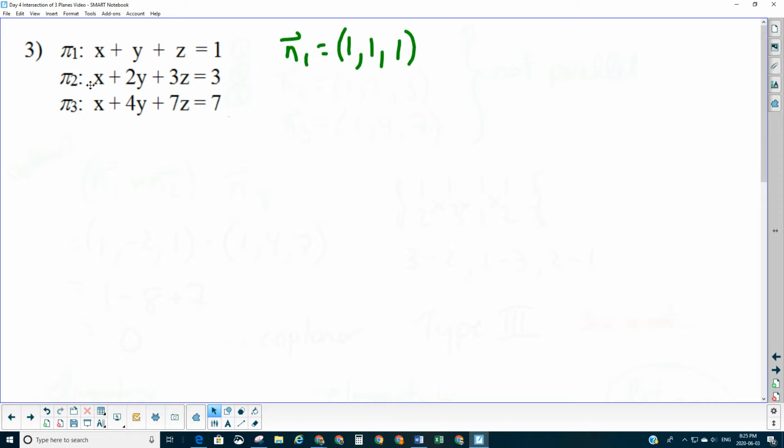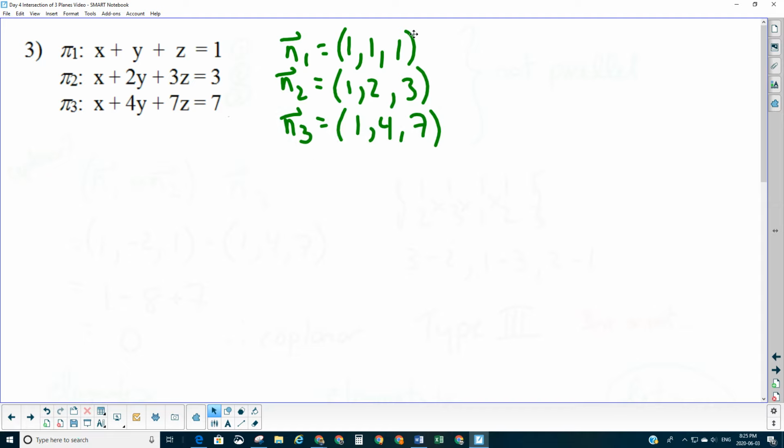You can see that from the coefficients. N2 is 1, 2, negative 3. Or sorry, 1, 2, 3. And N3 is 1, 4, 7. Pretty quickly, we can see that none of them are the same or scalar multiples, so they are not parallel.